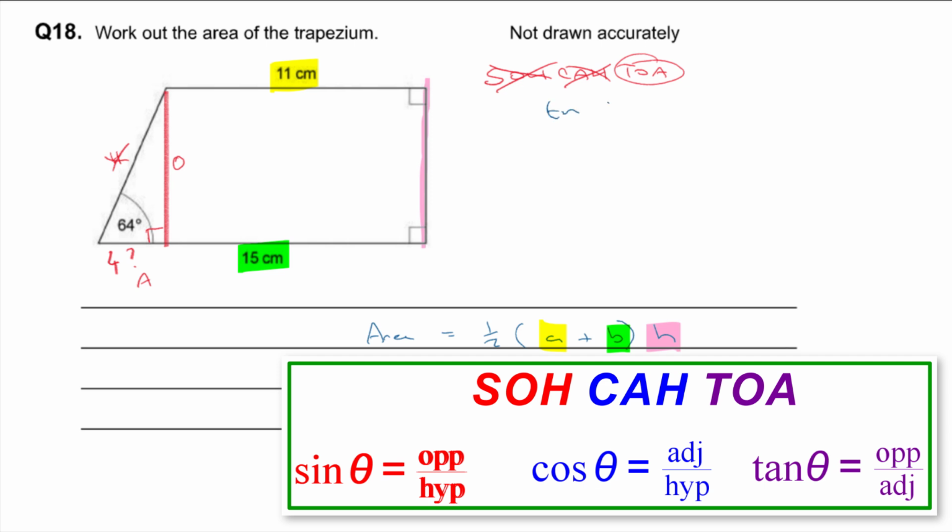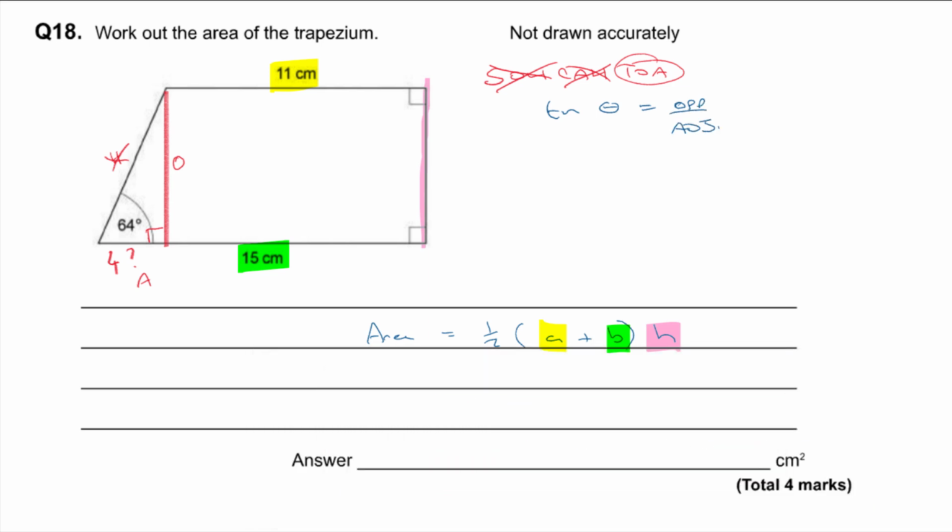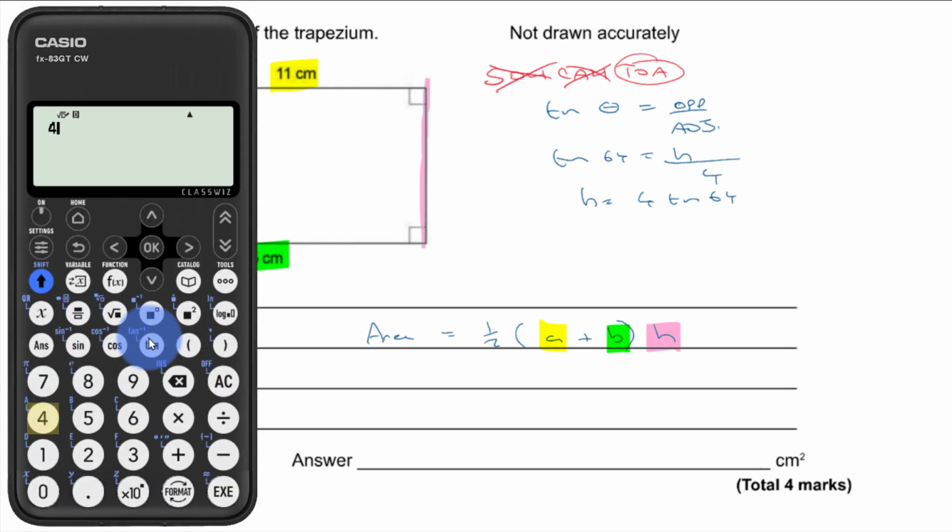So tan theta is equal to the opposite divided by the adjacent. So the angle is 64, so tan 64. The opposite is the one I want to find. I'm going to call that the height of the shape because it matches with my formula down there. And then the adjacent is going to be 4. So then H is going to be 4 tan 64, isn't it? Type that into the calculator. 4 tan 64. That's 8.20.